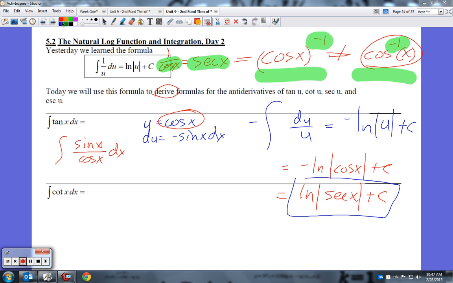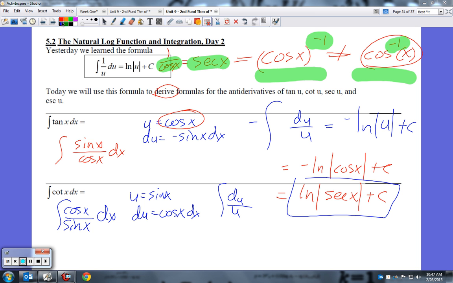Alright, next one is the cotangent. The cotangent is cosine over sine. u is sine of x, du is cosine of x dx. So that I have a du over u, no negative is involved. And then it's just going to be the natural log of the absolute value of u. The absolute value of u is sine. It was asked in terms of x, so I'm going to go straight to the answer.